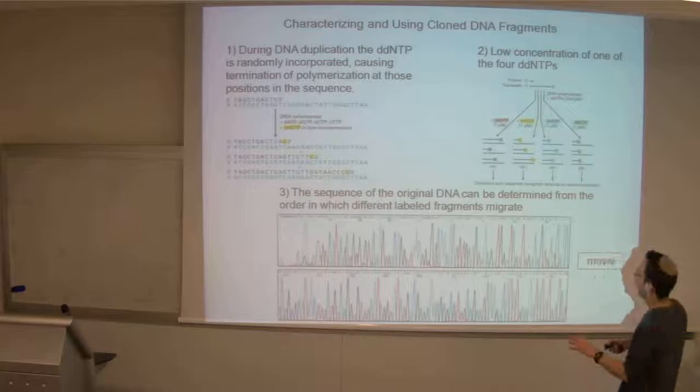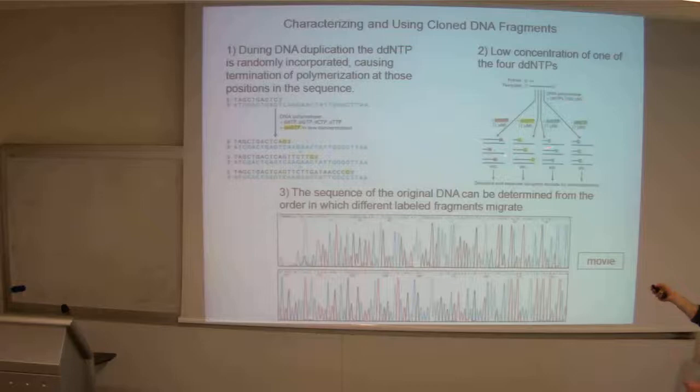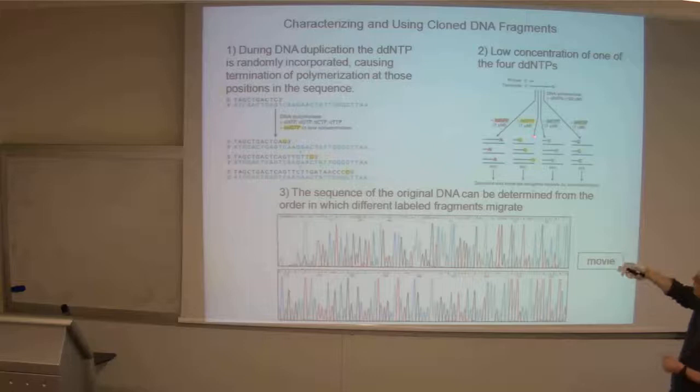Okay, so the way we do it is we take four different test tubes, one for each nucleotide. In each test tube, we add a high concentration of the normal dNTPs, which can incorporate and synthesize all the way through. And in each of the four tests, so for instance, in the yellow one for the GTP, for the guanosine base, we add a low concentration of the ddNTP.